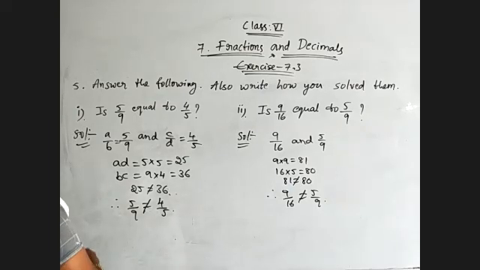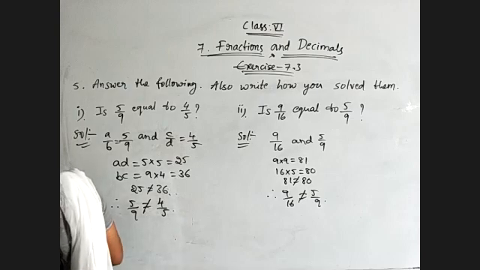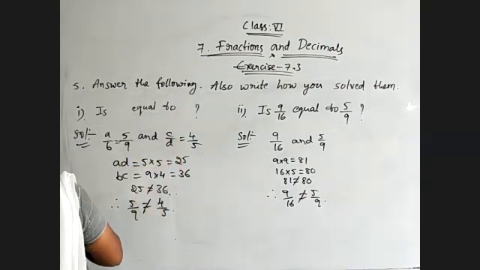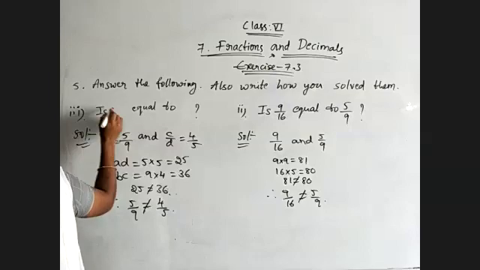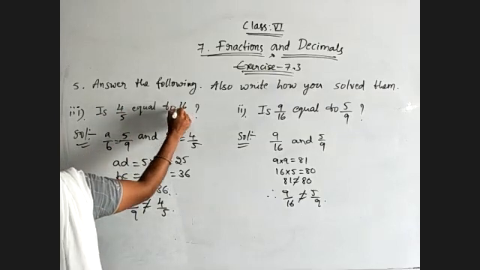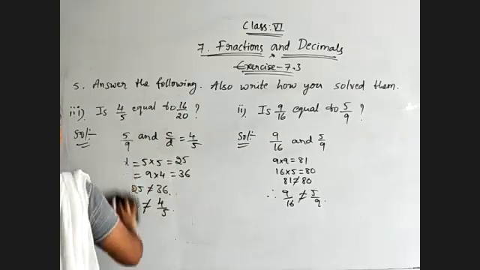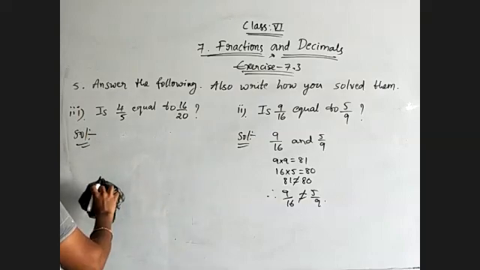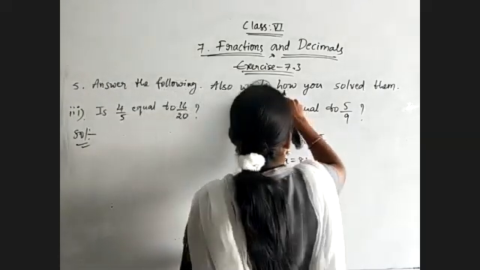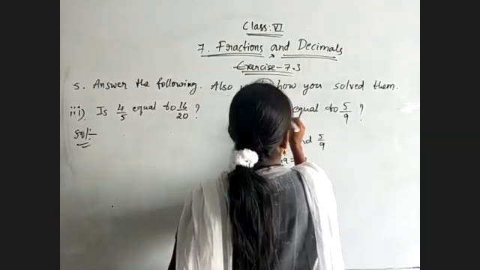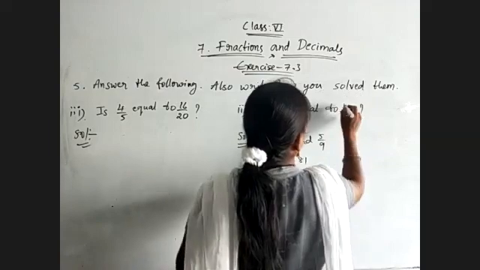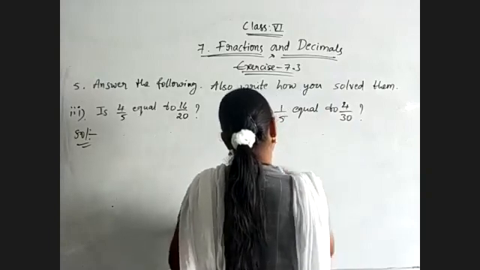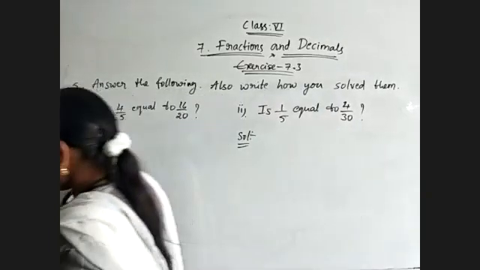And now coming to the third problem in this question only. Is 4 by 5 equal to 16 by 20? And the fourth problem: is 1 by 5 equal to 4 by 30? Now just observe these two problems.